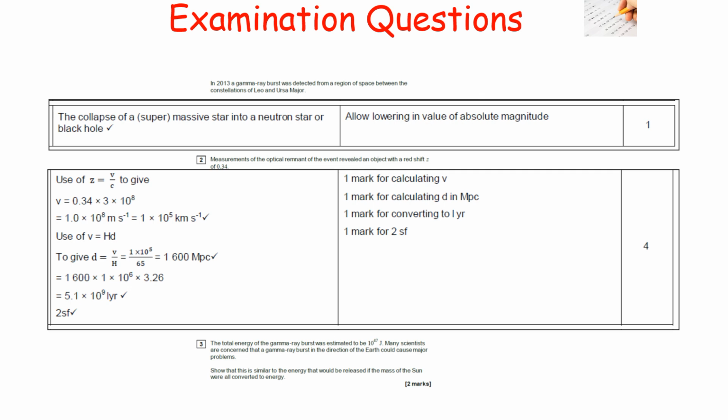So as a result, we have to convert 1 times 10 to the 8 meters per second into 1 times 10 to the 5 kilometers per second. So we pop that in and we get an answer out to be about 1,600 megaparsecs, because if you think about the units of the Hubble's constant, that is what we get our distance values out as.